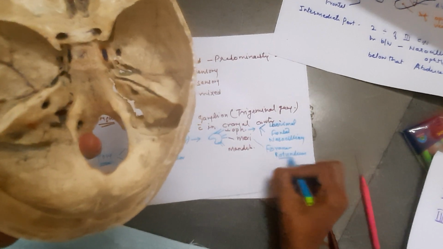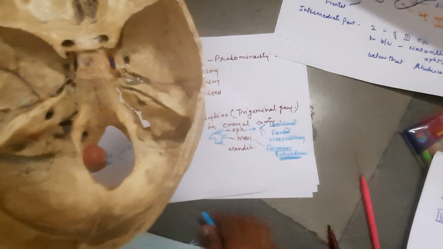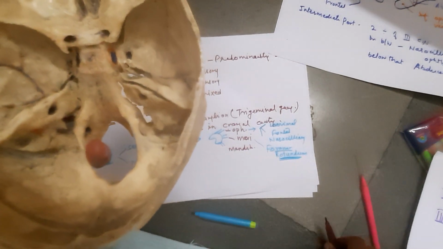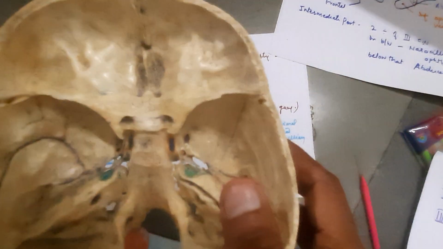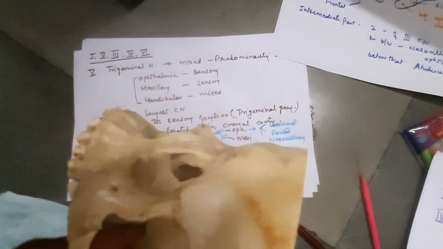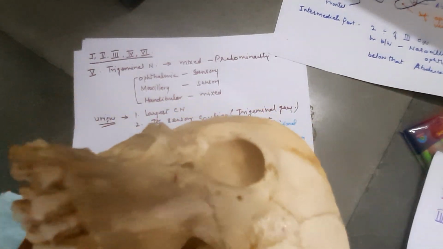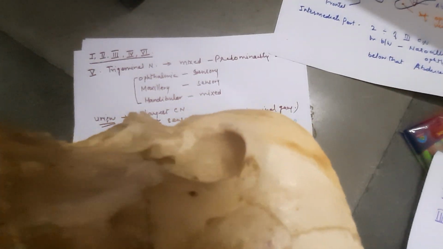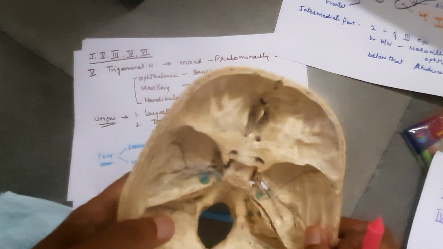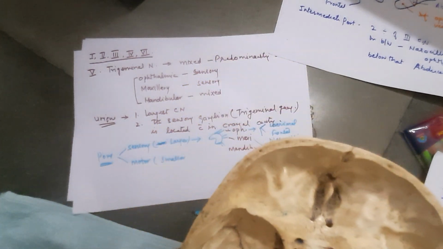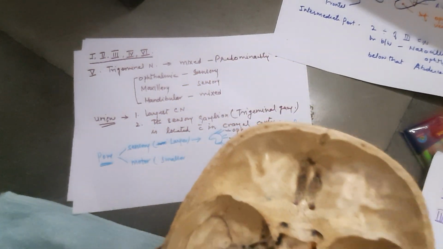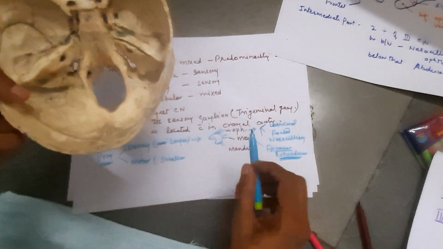So this maxillary nerve will pass through the foramen rotundum and enter into the pterygopalatine fossa. Beneath is the pterygopalatine fossa, deep to that, through the foramen rotundum. Okay, and this is also a purely sensory nerve. Maxillary nerve is purely sensory.